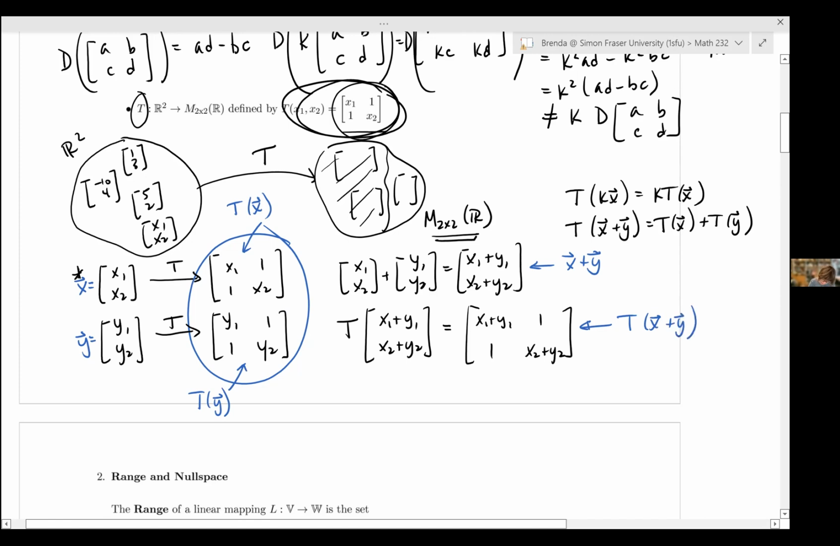Okay, so let us now add together T of x plus T of y. That is going to be T of x, we already have that figured out, plus T of y. Okay, we'll perform the addition.